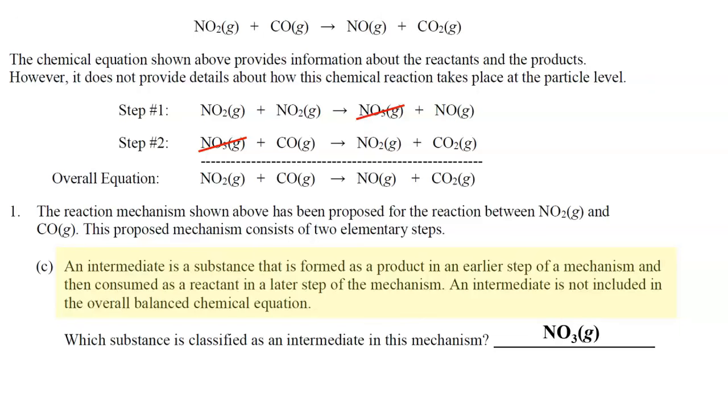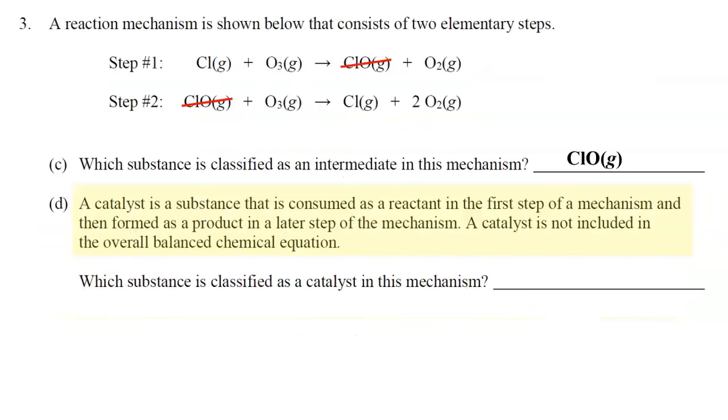Now, in that video, I also taught that a catalyst is a substance that is consumed as a reactant in the first step of a mechanism and then formed as a product in a later step of the mechanism. So on this slide, we can see that the substance Cl is consumed as a reactant in step 1 and then formed as a product in step 2. So the Cl would be classified as a catalyst in this particular mechanism.